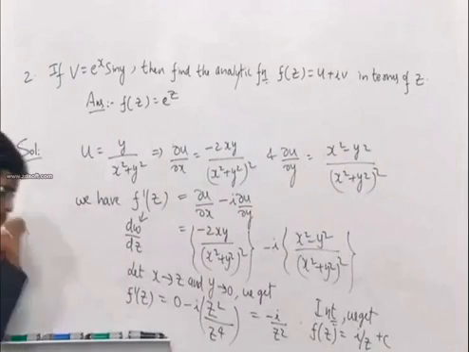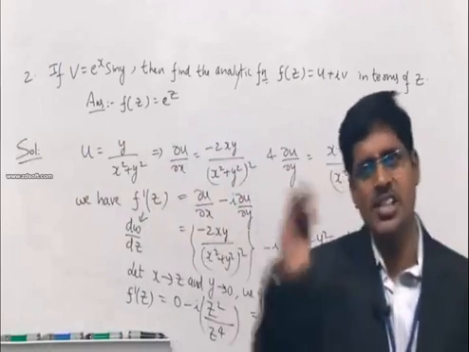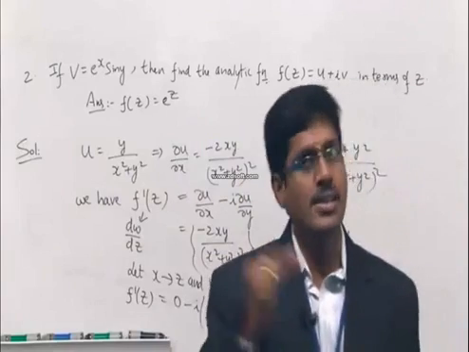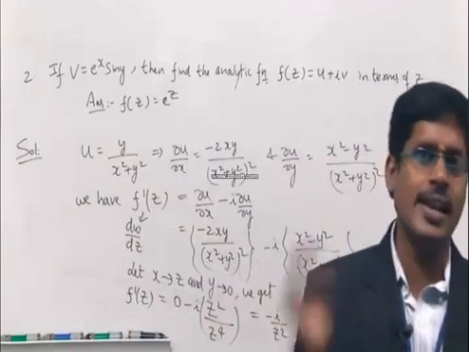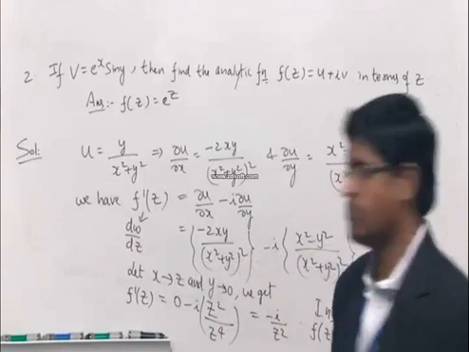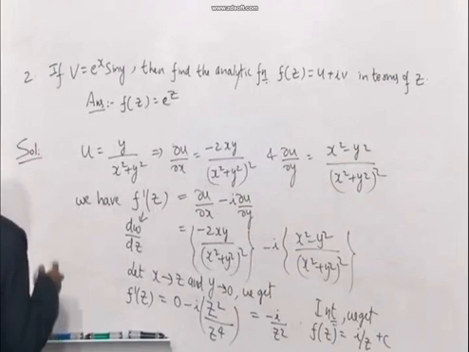Real part u is equal to some constant represents one family of curves. Imaginary part v is equal to another constant represents another family of curves. Both families of curves form an orthogonal system, that is, they intersect orthogonally at an angle of 90 degrees. Okay, whenever f of z is equal to u plus iv is analytic, please remember that point. Sometimes one mark questions come like that.